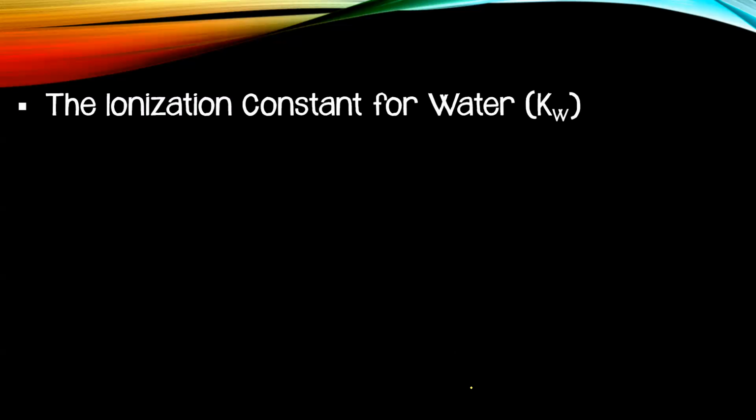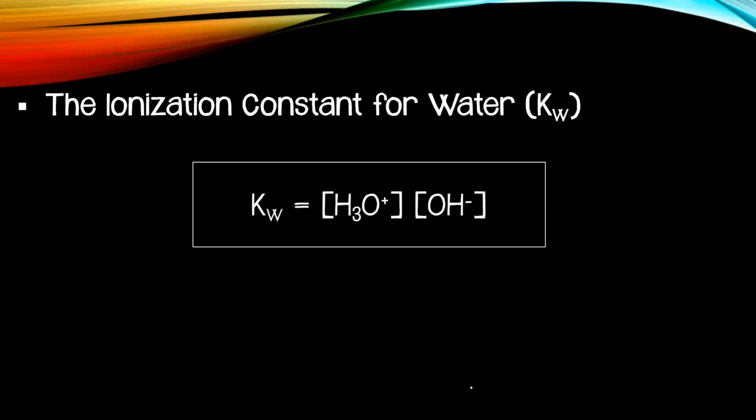Looking at the ionization constant for water, which is abbreviated capital K, lowercase w, where the w is a subscript. The equation for that is equivalent to the hydronium ion concentration, H3O+ in brackets, multiplied by the hydroxide concentration, OH- in brackets. So Kw for water equals 1 times 10 to the negative 14th, capital M squared.